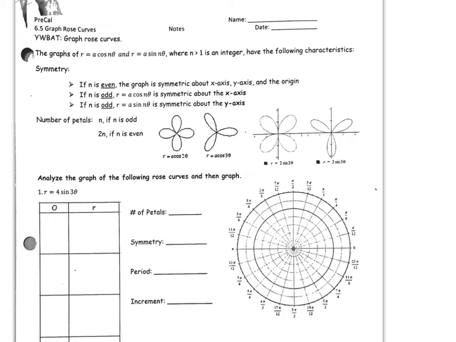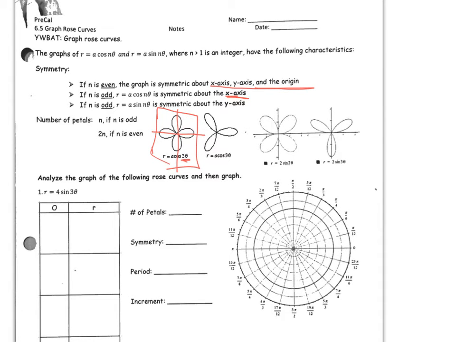So here's an example of what we'll do. This one. All right. And then it doesn't have the x and the y-axis, but you can see n is even. So again, it's symmetric to the x-axis, y-axis, and the origin. And then in this case, n is 2, so you double that to get the petals. So we have 4 petals here. All right. If n was odd for cosine, then it would just be symmetric to the x-axis.